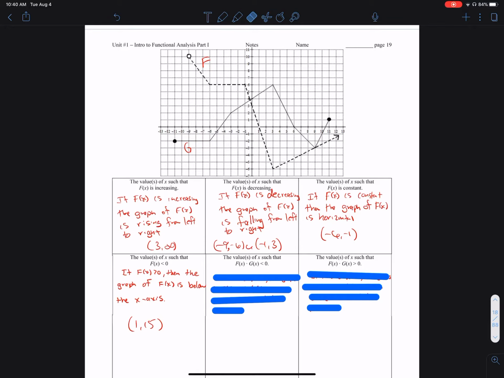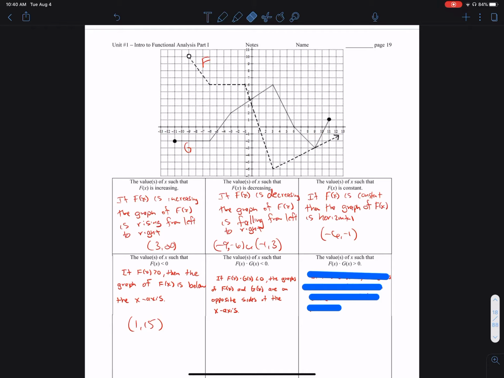The values of x such that f of x times g of x is less than 0. If you have a product that's less than 0, it means it's negative. If you're multiplying two things and the product is negative, that means that one of those has to be a positive number and one has to be negative. So in this context, it means if f times g is less than 0, the graphs of f and g are on opposite sides of the x-axis.